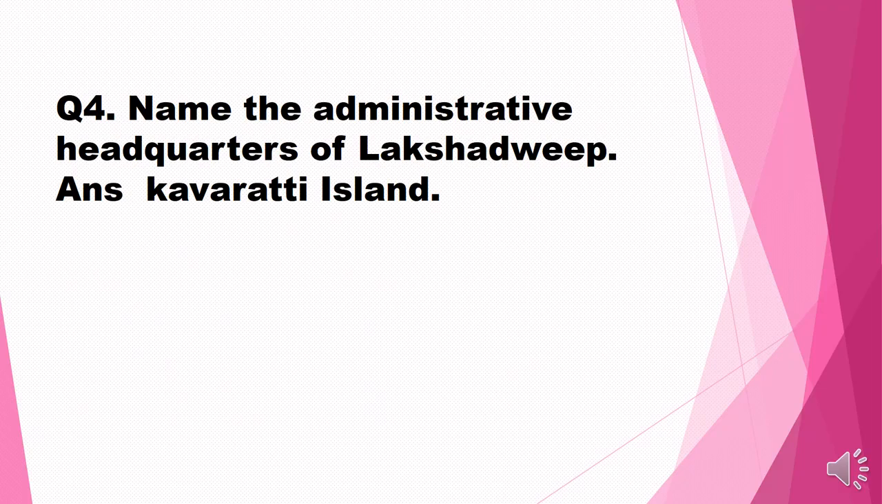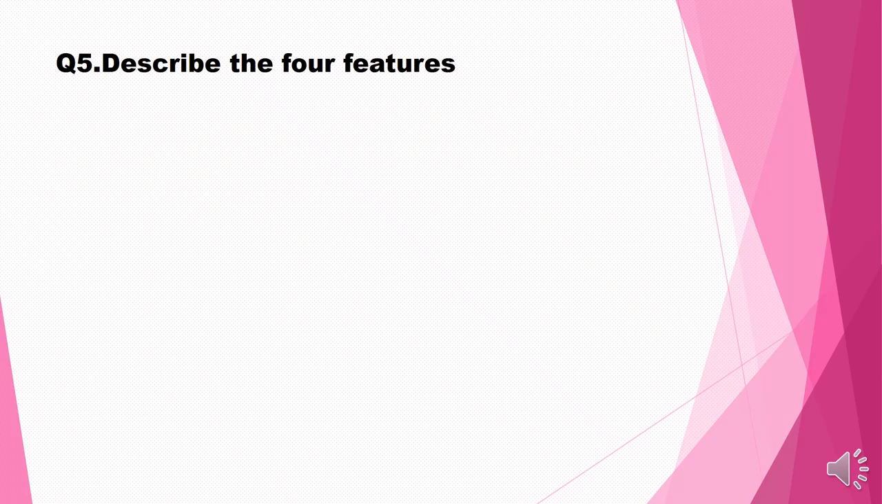And the next question, question fourth: Name the administration headquarter of Lakshadweep. And the answer is Kavaratti Island. And question number fifth: Describe the four features of the Indian desert.